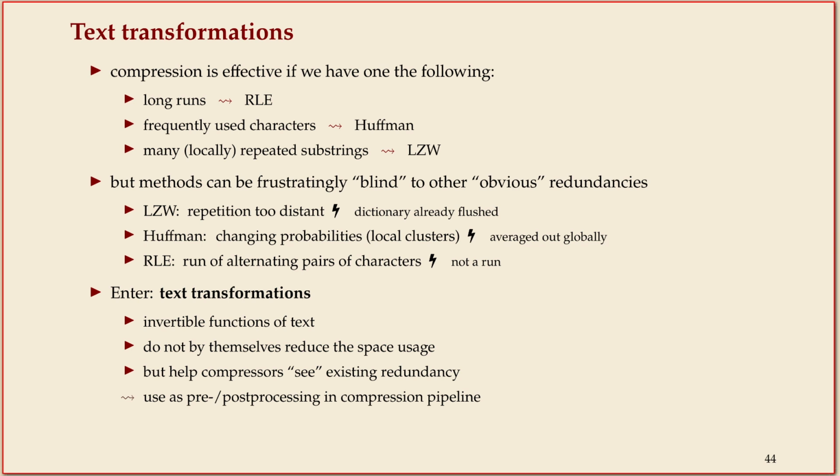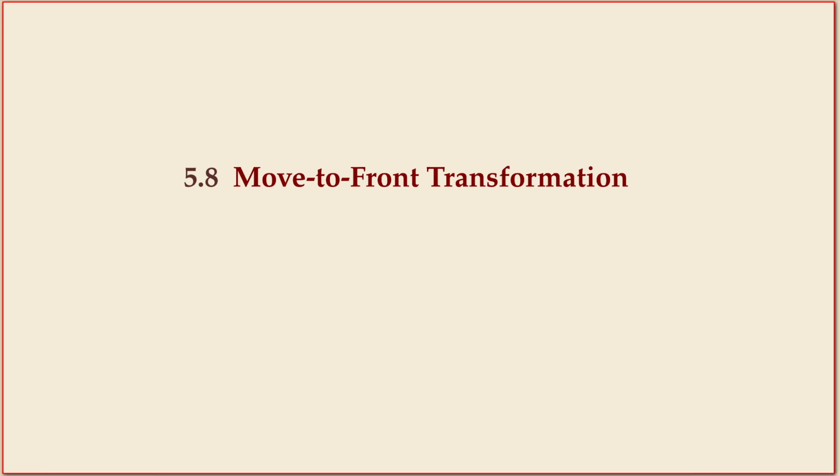So what can we do? Well, the hero of the day for this one are these text transformations. These are functions that take text and produce text, and you can invert them. They don't by themselves reduce space, but they somehow make the redundancies more digestible. And we'll see one concrete example now in the form of the move-to-front transformation.